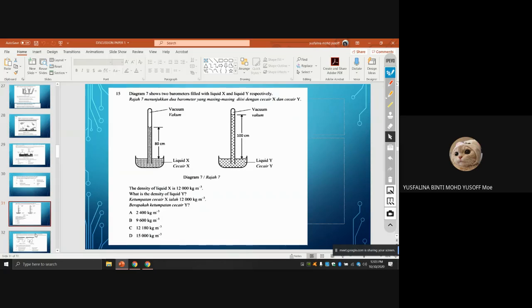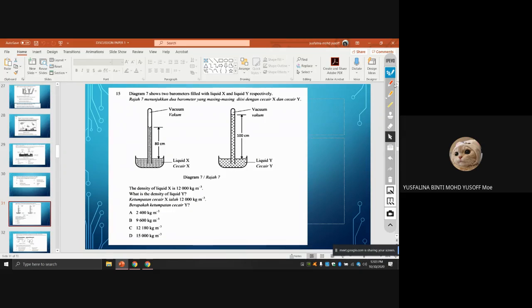Okay, for this one, diagram 7 shows two barometers filled with liquid X and Y respectively. The density of liquid is 12,000 kg per meter cube. So what is the density of liquid 1? You can see the barometer usually measures the atmospheric pressure. My atmospheric pressure is the same, so the pressure here is the same as this one.